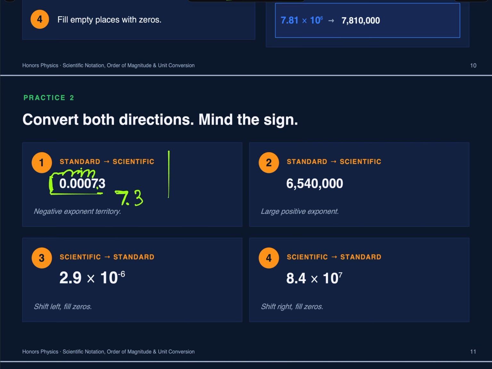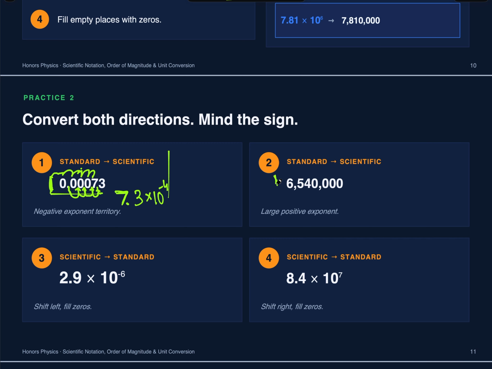Now, how many spaces did my decimal move? Moved 1 space, 2 spaces, 3 spaces, and 4 spaces. So it would be times 10 to the negative 4. Okay? Pretty straightforward, pretty neat.